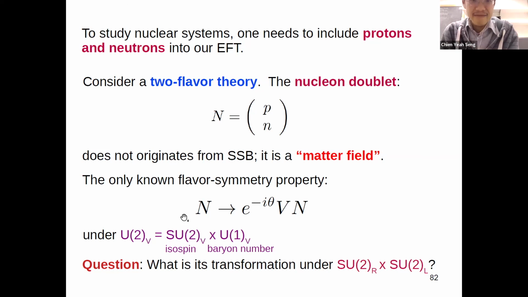The thing is that to put the matter field into the chiral Lagrangian, again, we want to study how it transforms under chiral symmetry. The only thing we know is that it transforms under the good symmetry, namely U(1) times SU(2). Here we talk about the two flavor theory, so we only consider the nucleon doublet, namely proton and neutron. We only know that under this good symmetry, it transforms like e to the minus i theta under U(1)_V, and times a vector matrix V under SU(2). But there is a freedom to choose how it transforms under the full chiral symmetry.